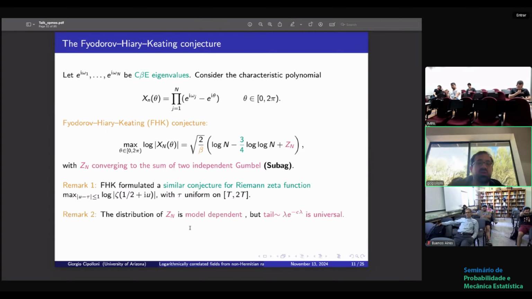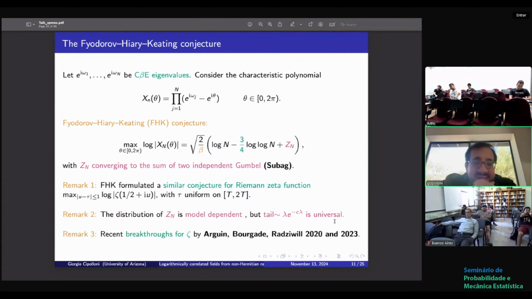So in particular, this is what I just said: while the actual distribution of Z_n is expected to be model dependent, for example, for the Riemann zeta function it is expected to depend on the small primes, the tail behavior is universal. And I should say, even though I will not say anything more about the zeta function, that in a couple of papers there are some breakthroughs about zeta by Arguin, Bourgade and Radziwill, where they can basically compute the maximum of zeta up to tightness. And they can even give an estimate of the tail behavior, showing that, in fact, it's consistent with this. Okay, that's the only thing I want to say about zeta.